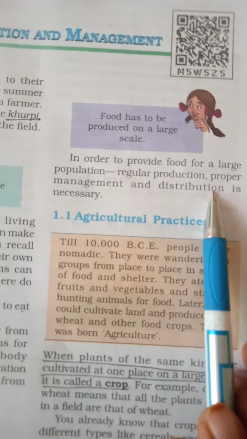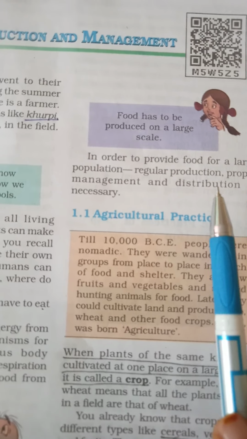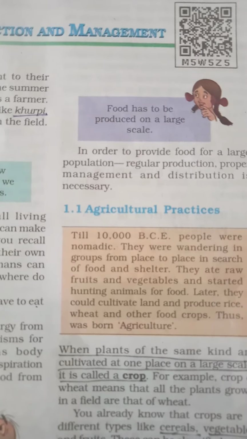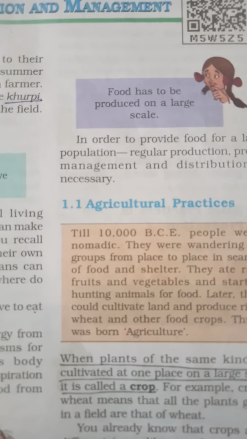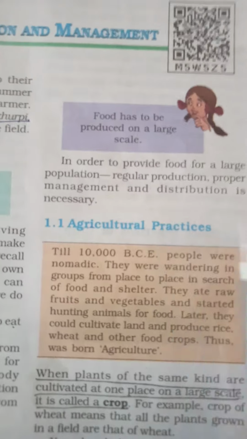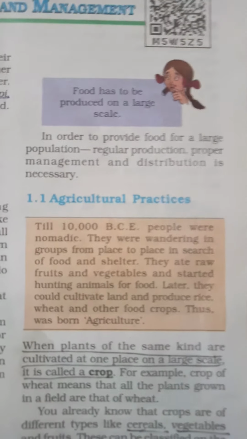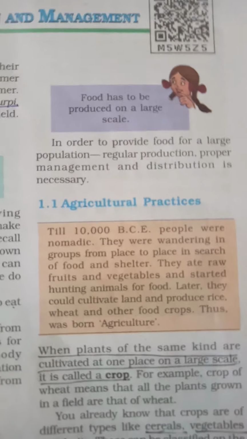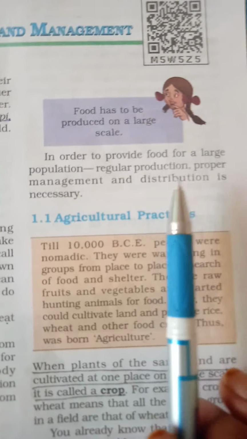And distribution. As you already know, the food has to be supplied to all the humans living on earth. It is not like if you are growing in your area, you will supply it to your people only. No, it has to be distributed to all the people, all the humans equally.